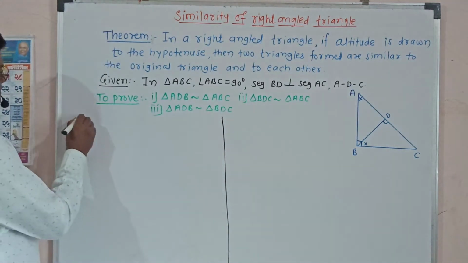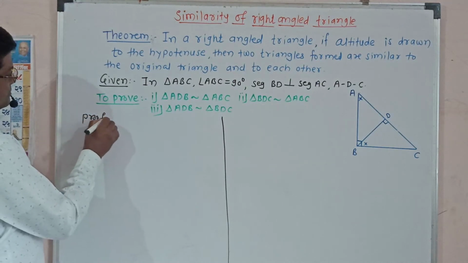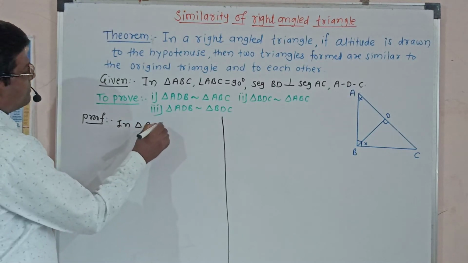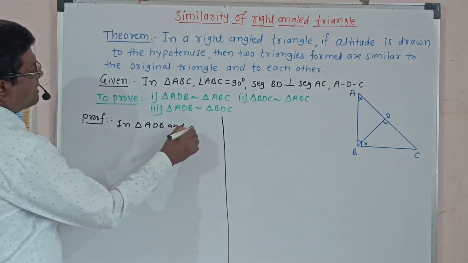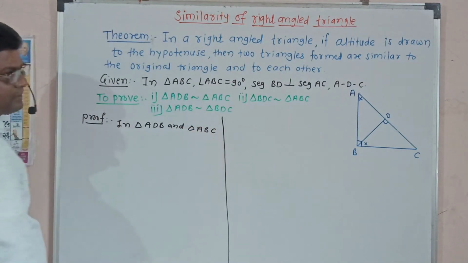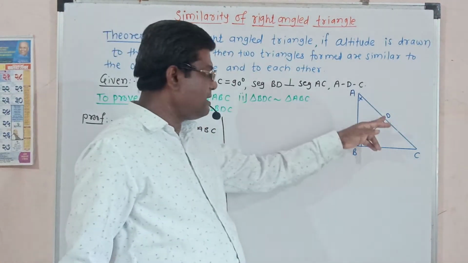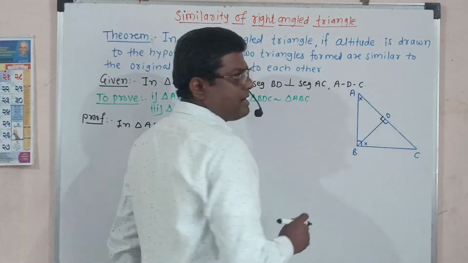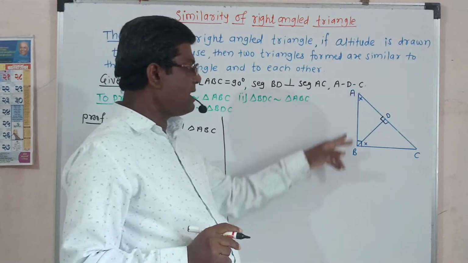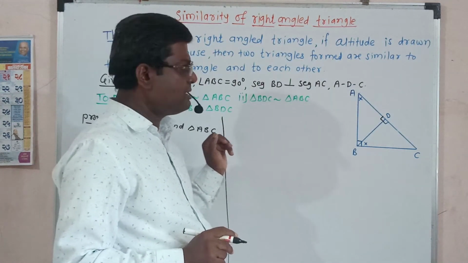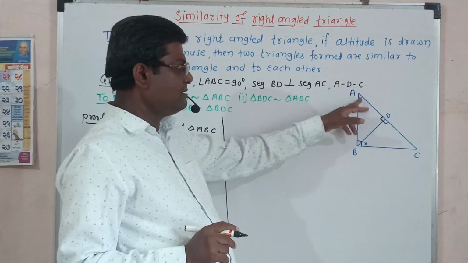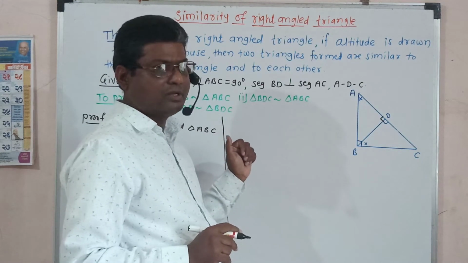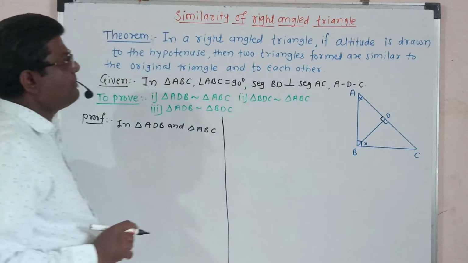Now prove. In triangle ADB and triangle ABC, in triangle ADB this angle is 90 degree, and in triangle ABC angle B is 90 degree, and angle A is common. Therefore these two triangles are similar to each other by a test of similarity.